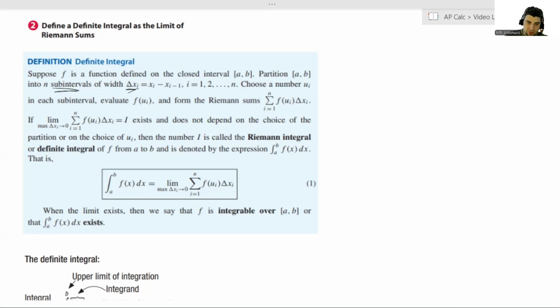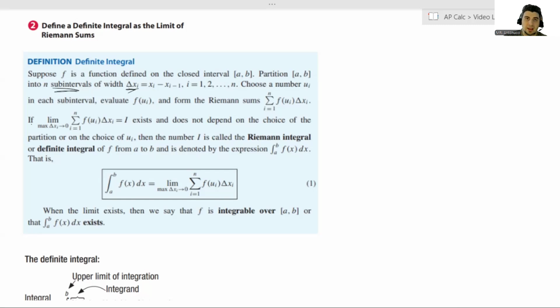You evaluate the function at that value and form the Riemann sum by evaluating the function at each u sub i, multiplying it by the width of each of those subintervals, and then adding them all up. Now, if we take the limit of the max of delta x sub i approaching zero, what that means is that we're basically taking the width of the largest subinterval that we pick and making it approach zero.